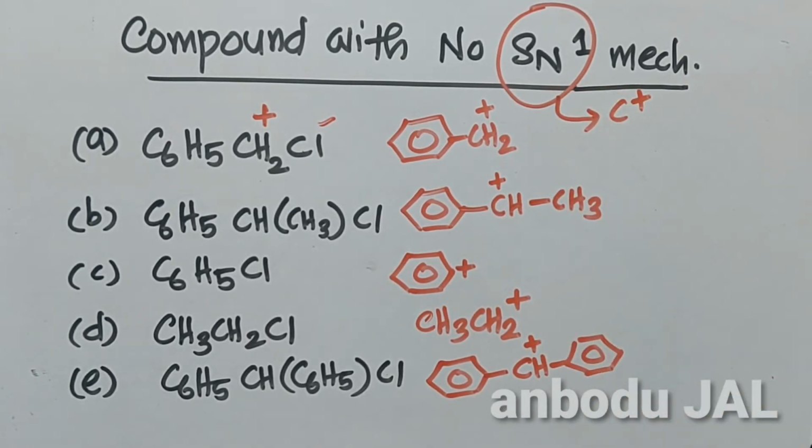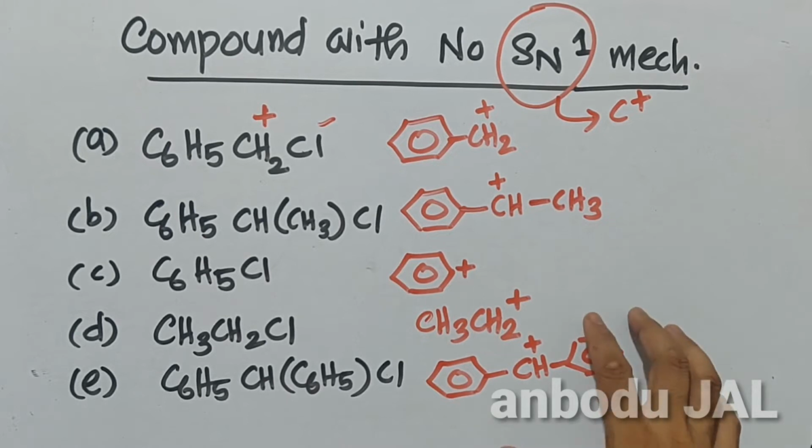Among these carbocations, which one is most stable? This carbocation is most stable. That is, it undergoes SN1 reaction fastest. Why? This positive charge is in conjugation with two benzene rings. That is, resonance will be maximum in this case.